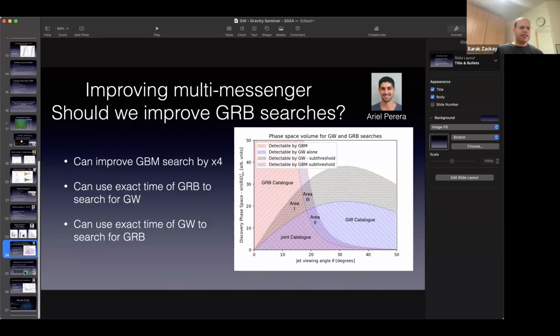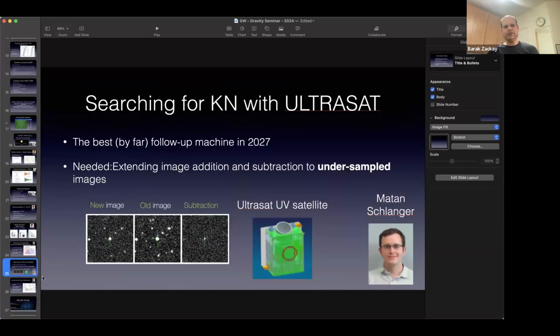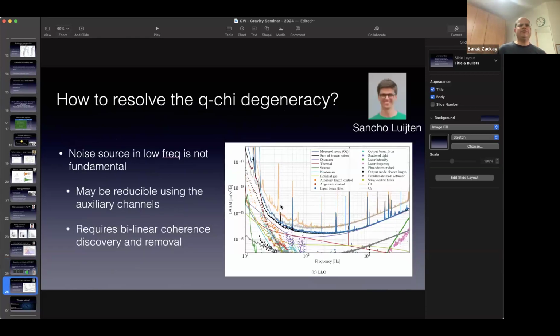And my two last slides is that there's an effort in Weizmann, as you know, there's Ultrasat, the satellite, that will be the best game in town for searching the kilonovae in 2027 when it's launched. And there is some interesting question of how to analyze the data from it, and we had to solve it. So my student Matan had to solve it and did a marvelous work, and now he's at the high tech, so we're all sad.